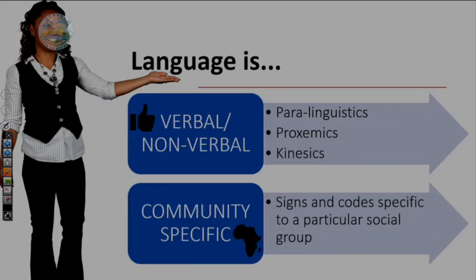Language is also verbal or non-verbal. It involves those paralinguistics and the proxemics and kinesics, which really talk about how we communicate with each other in terms of body language, how close we stand to each other. What are those other elements that are non-verbal that communicate to people?